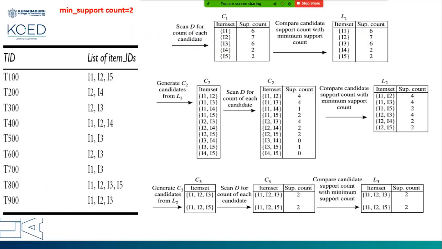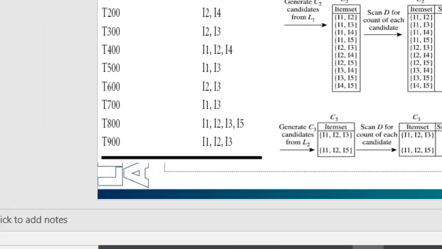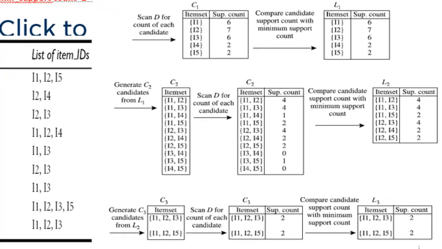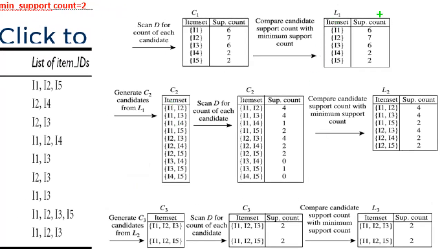Now we are having C2. How are we generating C2? We are joining each item with the others in L1. By joining each item with the others in L1, we are generating C2. We'll see how to generate C2 from L1. I'm joining I1 with I2, so I1, I2. Then I1 with I3, so we have I1, I3. I1 with I4, I1, I4. I1 with I5, so I have I1, I5.